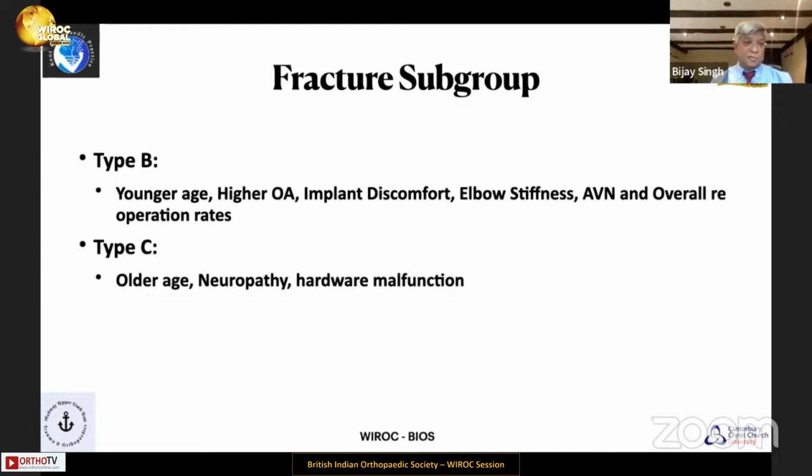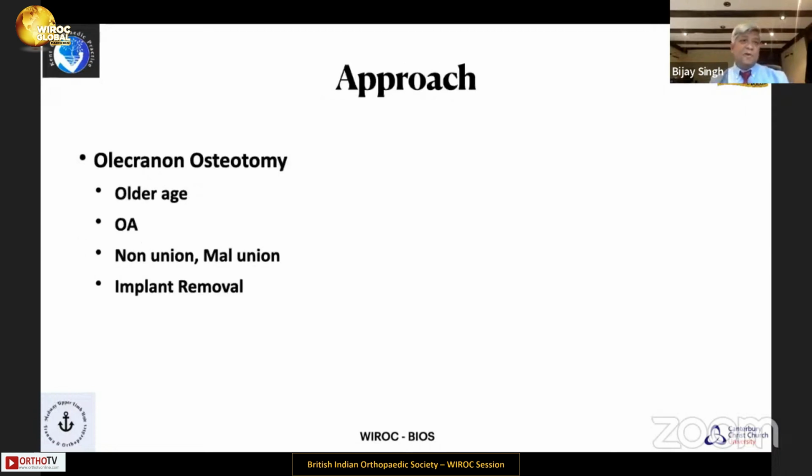In the type C, this was more in the older age group patients, more neuropathy, less hardware, and more hardware malfunction, probably suggesting the low demand with the less of the other problems. What about the approach? So when using an olecranon osteotomy, this was seen more in an older age group patient. Increased risk of OA suggested probably that the articular side involvement significantly increased non-union and malunion and implant removal.